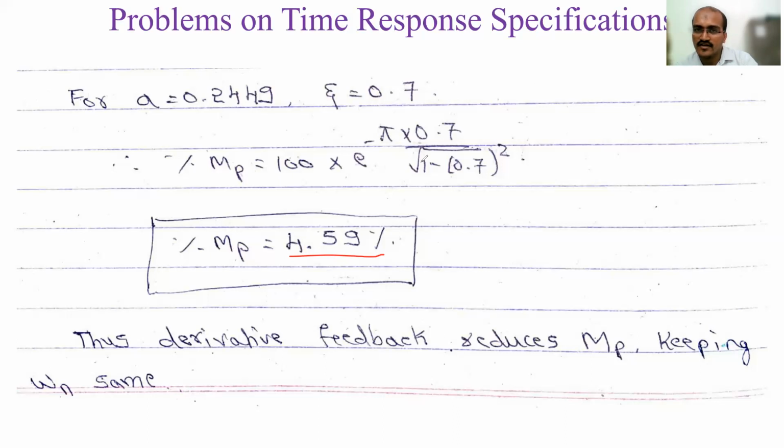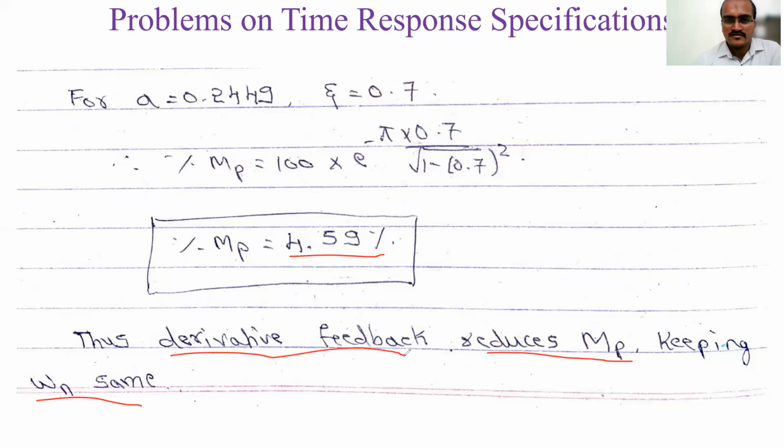You can check that. Substitute zeta value as 1 in this formula, and you can check that. So the denominator 1 minus 1 will be 0, 1 by 0. Okay, so what will happen? Square root of 0. So completely it will vanish. So that's why it is important to observe these things also along with the problems. Thus derivative feedback reduces MP, keeping omega n same. In both the cases omega n was same, whereas it reduced the peak overshoot value, because of the derivative feedback, that is AS, we have considered in the system.